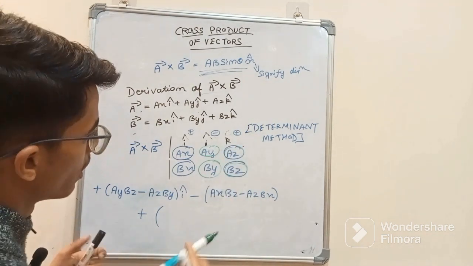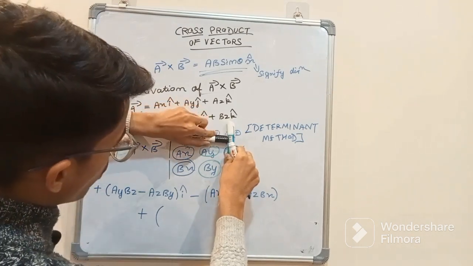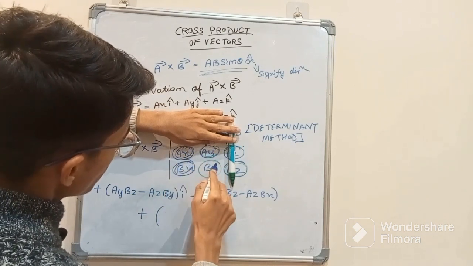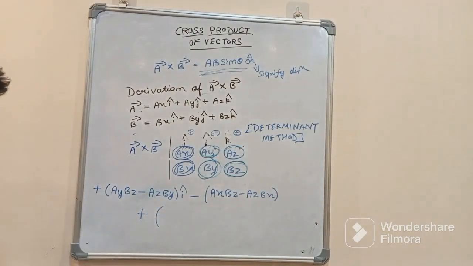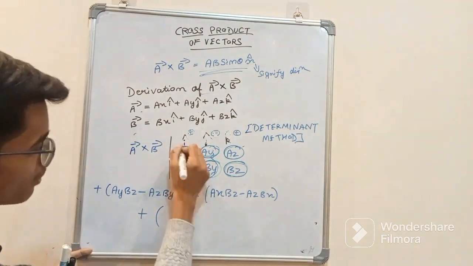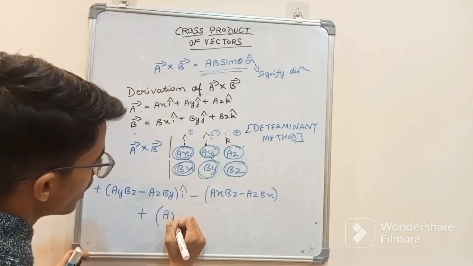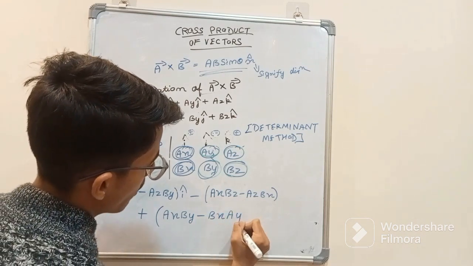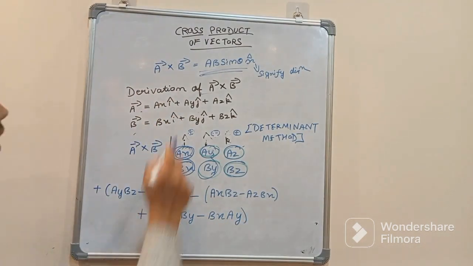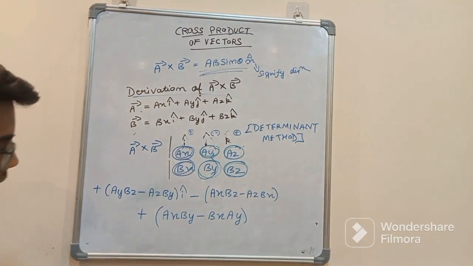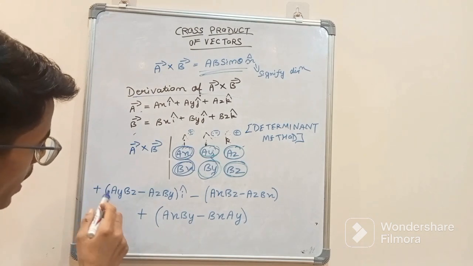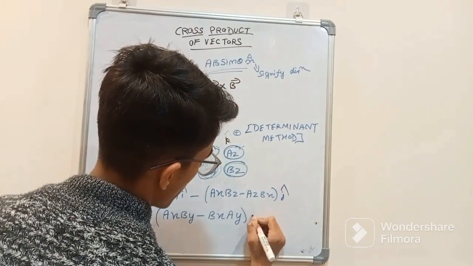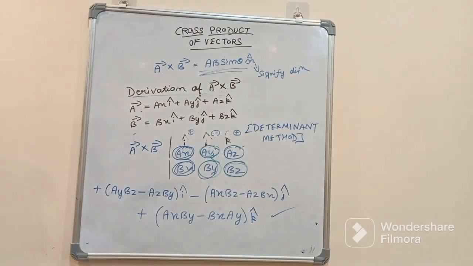Now we have to find k cap. So again we will hide the corresponding row and corresponding column of k cap. So we are left with ax ay, bx by. So we'll multiply these four, we have ax by minus bx ay. So this is our derivation of a vector cross b vector: ay bz minus az by for i cap, this is j cap and this is k cap.